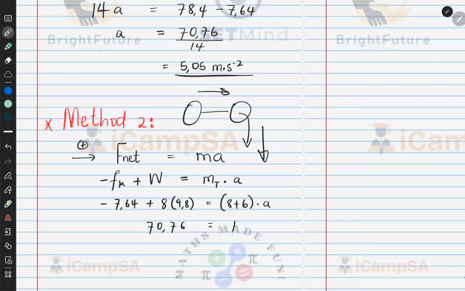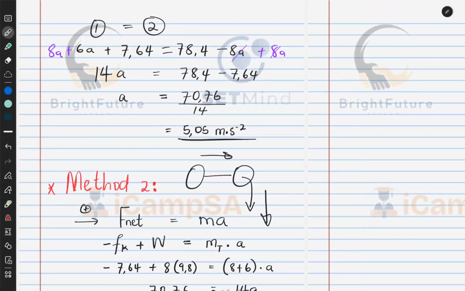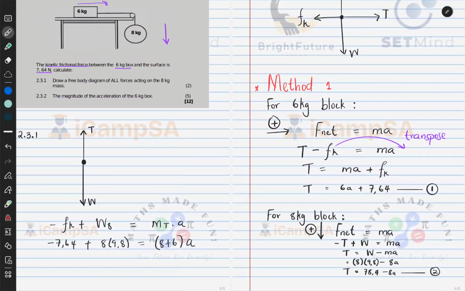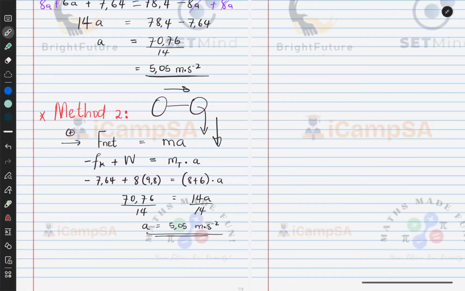You'll find that 70.76 is equal to 14A. Then you divide both sides by 14, and A is still 5.05 meters per second squared. So both these methods work, just that method 2 is way simpler. Once you understand it, you will never solve for two blocks connected by a string using method 1, because method 1 takes forever. Method 2 is just 1, 2, 3, 4 steps. So that's the main difference.